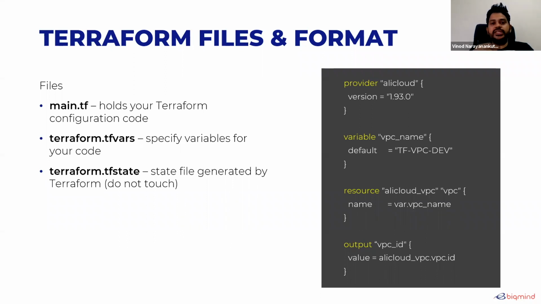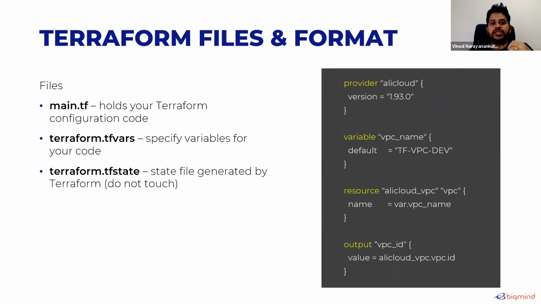As you start using it, you will see a lot of repeating values like region, project name. So to be efficient, you can group these variables within the same file. So for example, you can see here in the box, there's a variable for VPC name, and when you create the resource, you can just use those variables.